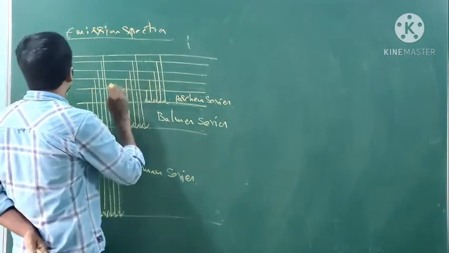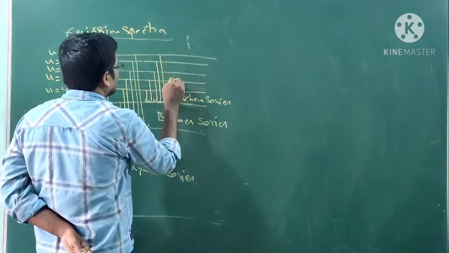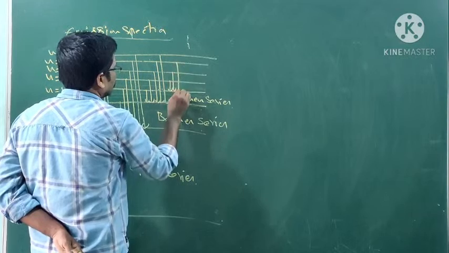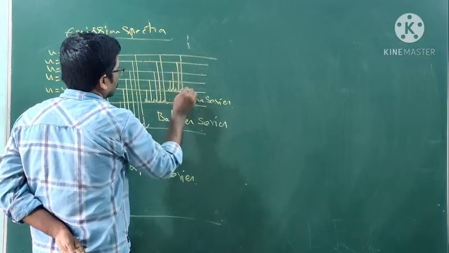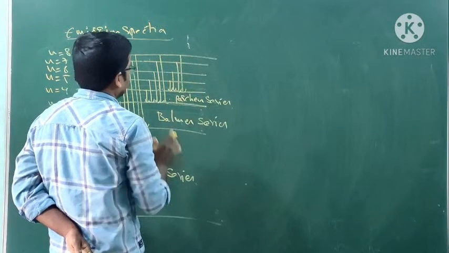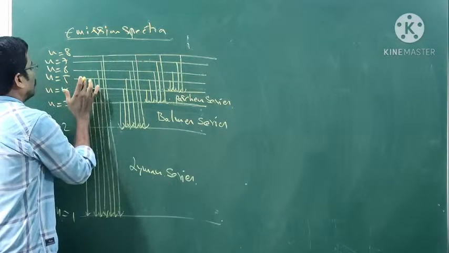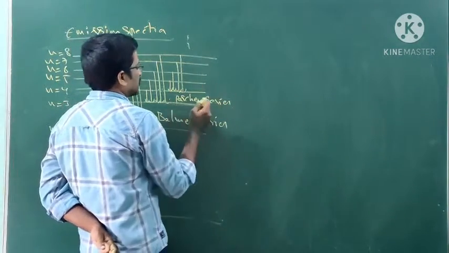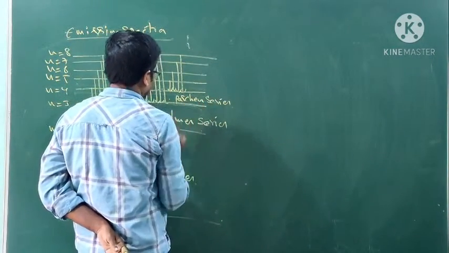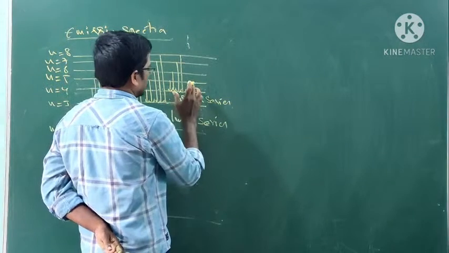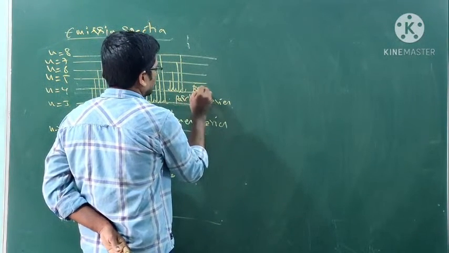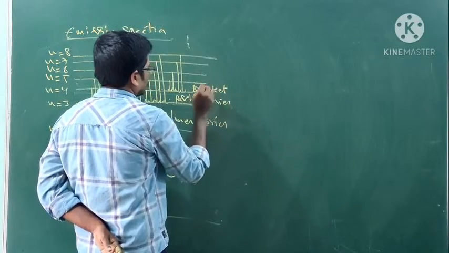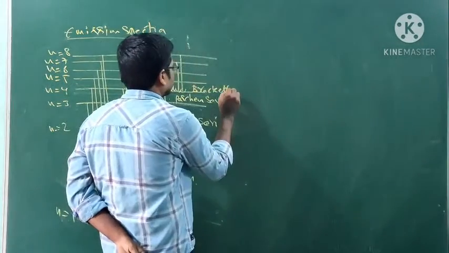Next, any electron coming from any level to the fourth level can give the spectrum. That is 5 to 4, 6 to 4, 7 to 4, 8 to 4. Okay, it can give this spectrum. These spectral lines are known as Lyman, Balmer, Paschen, Brackett.